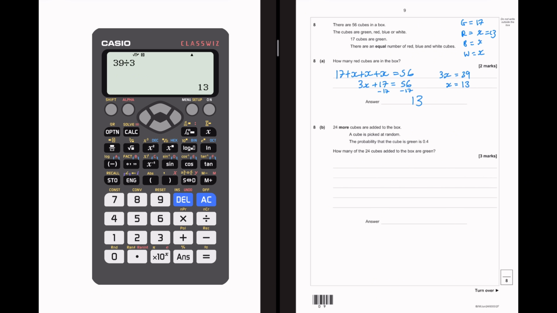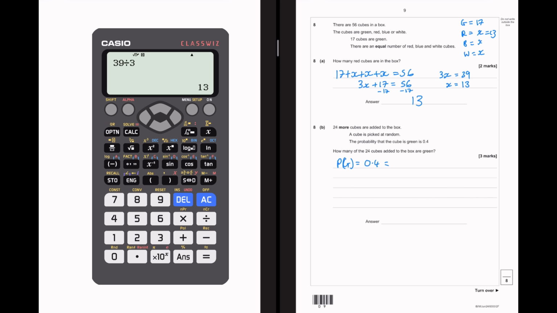Part B says 24 more cubes are added to the box. A cube is picked at random. The probability that the cube is green is 0.4. How many of the 24 cubes that were added are green? So the probability of a green is equal to 0.4. So how do we calculate the probability?